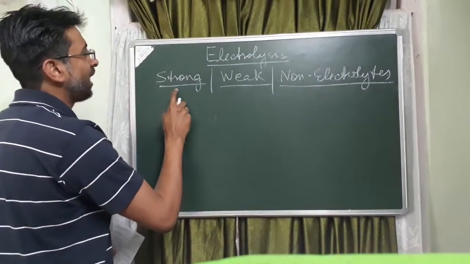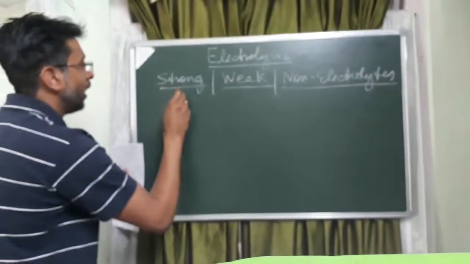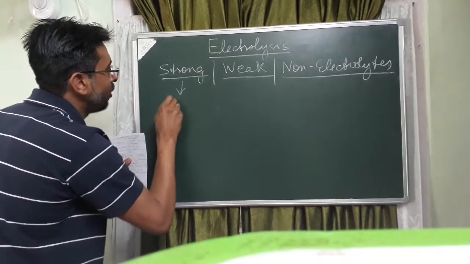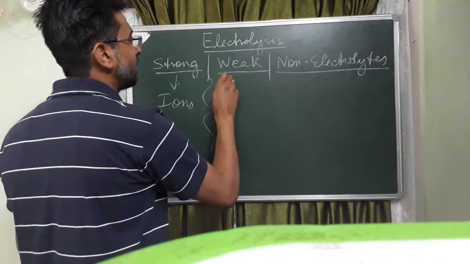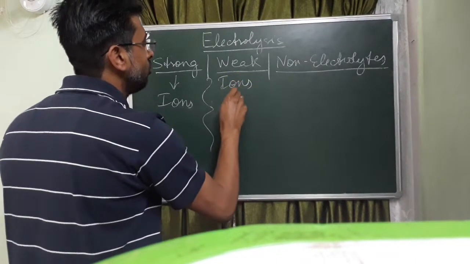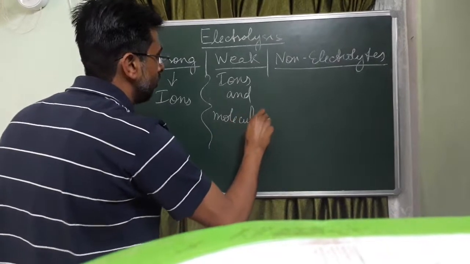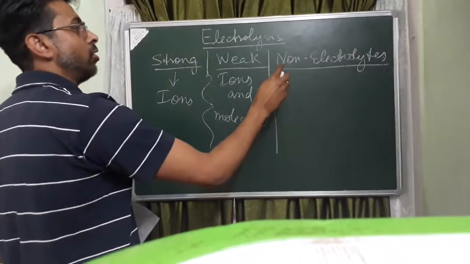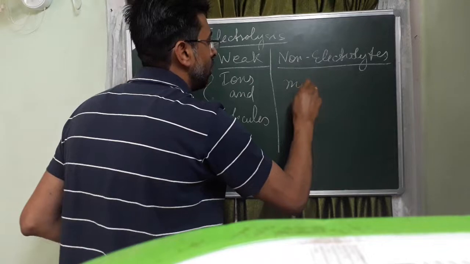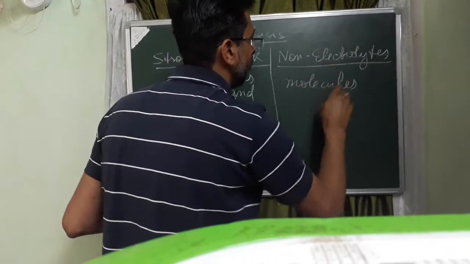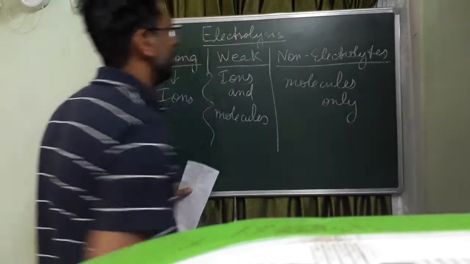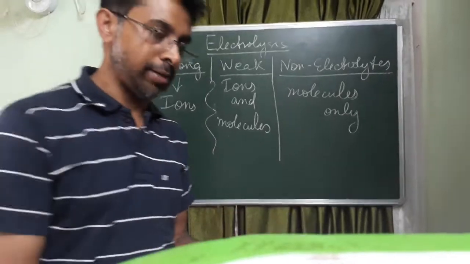Now, the particles present in strong electrolytes are ions only. Strong electrolytes contain only ions. Weak electrolytes contain ions and molecules. Whereas non-electrolytes contain molecules only. So this must be very clear to all of you today.